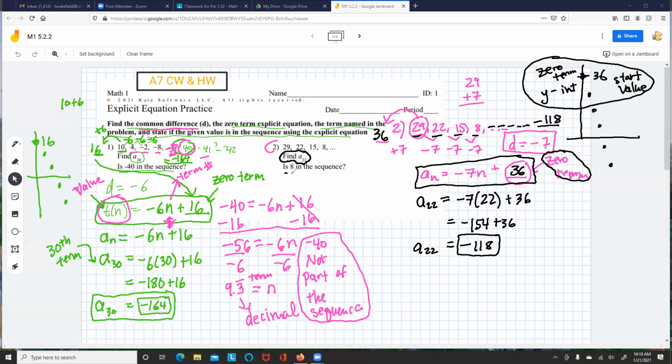Now the last thing we want to see is, is 8 in the sequence? Let's see if you're paying attention here. Is 8 in the sequence? I thought this question was funny. Why is that question funny?